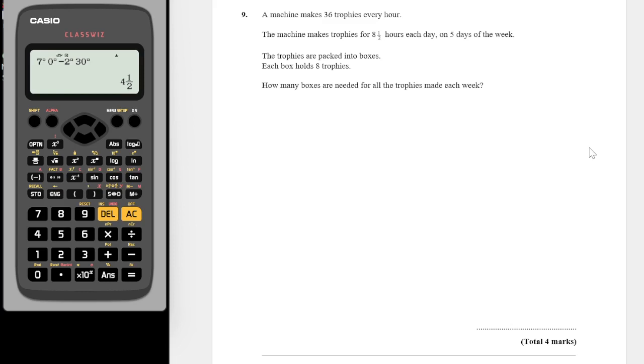Okay, so I'm going to do this in stages then. 36 every hour. So 36 times by 8.5. That's how many they would make a day. Times by 5, that's number of days. And then I want to divide that by the number in each box. So 8. So that will give me my total. And it will probably be a decimal, but we'll see. 36 times by 8.5 times by 5 divided by 8.